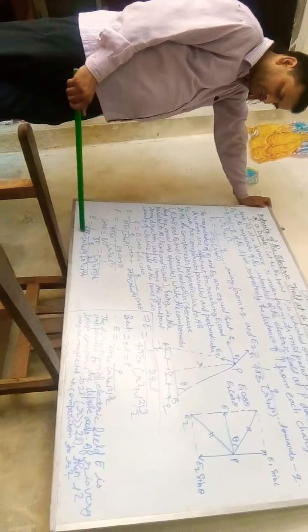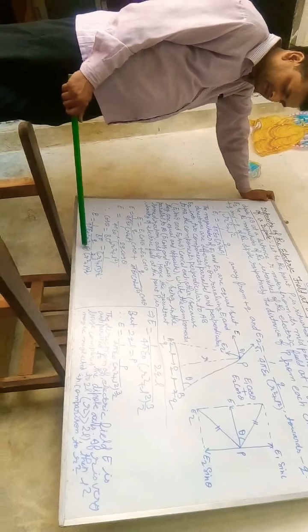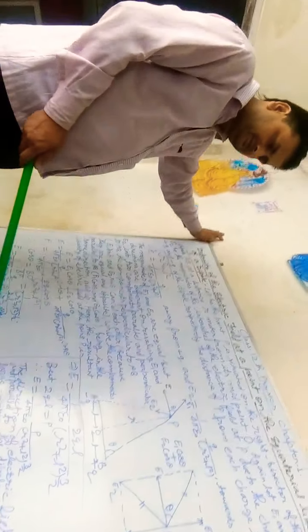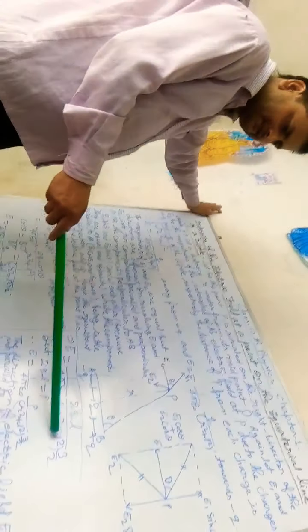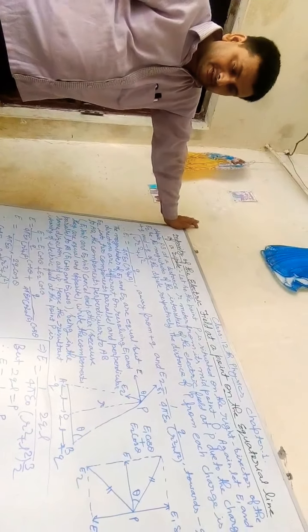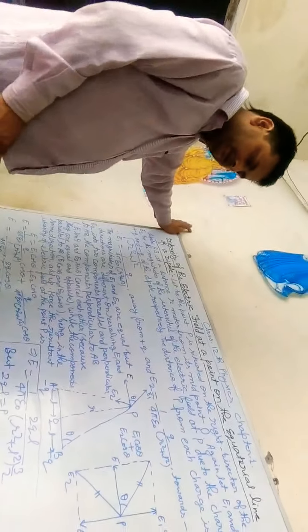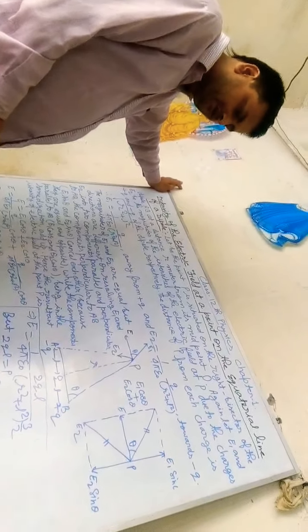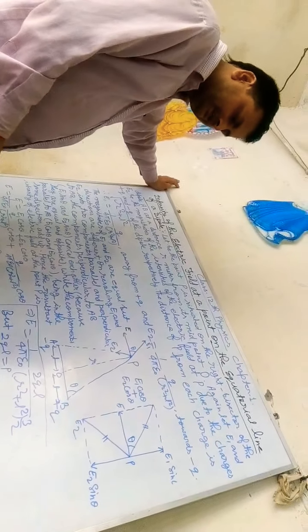Therefore, E equals 1 upon 4 pi epsilon 0 Q upon r square plus l square into 2l upon r square plus l square raised to the power 1 by 2, and E equals 1 upon 4 pi epsilon 0 2ql upon r square plus l square raised to the power 3 by 2. But 2ql equals p. Therefore, E equals 1 upon 4 pi epsilon 0 p upon r square plus l square raised to the power 3 by 2.